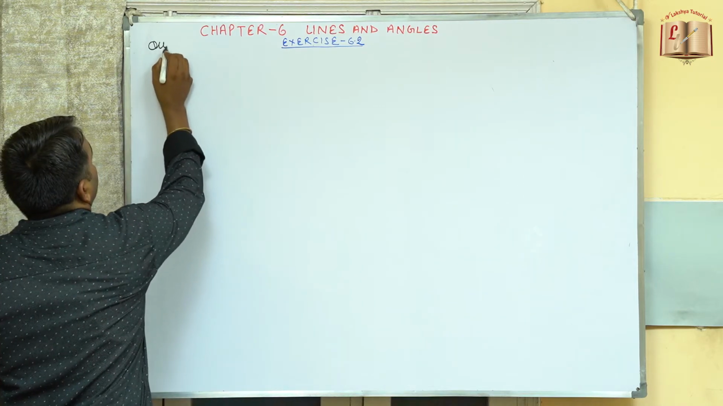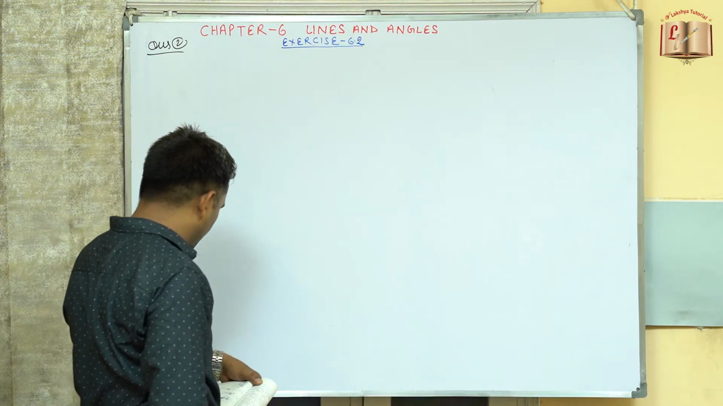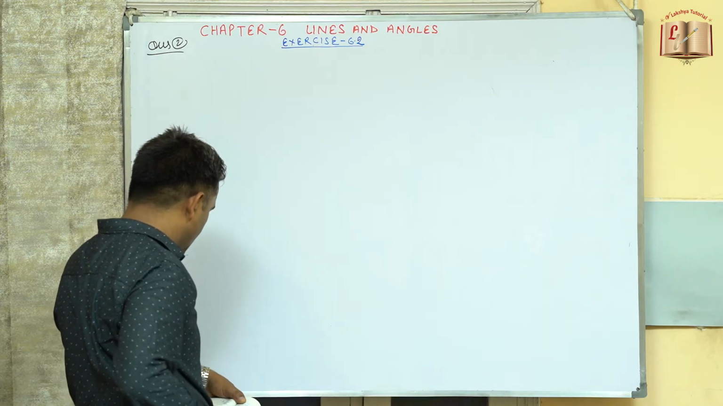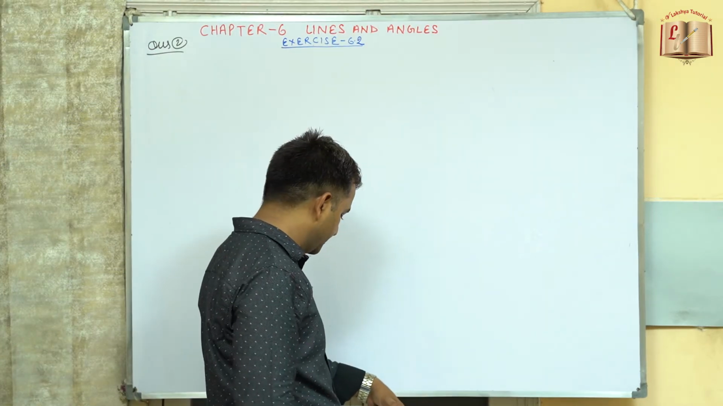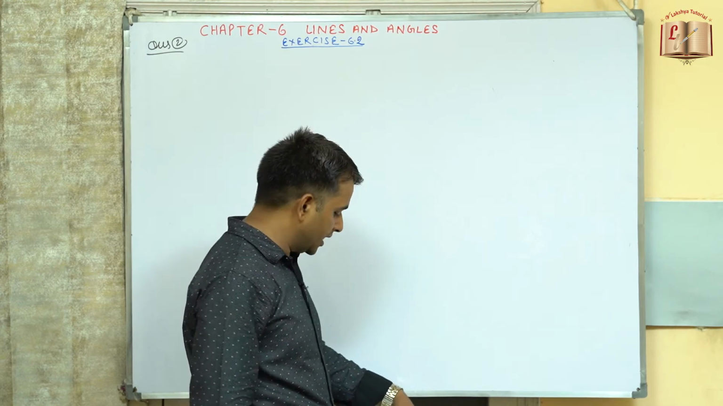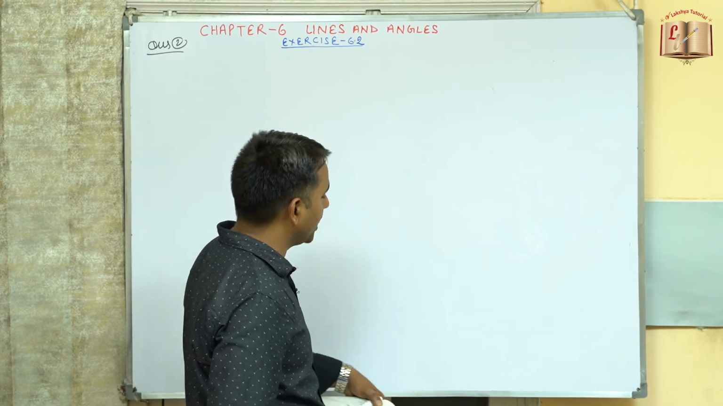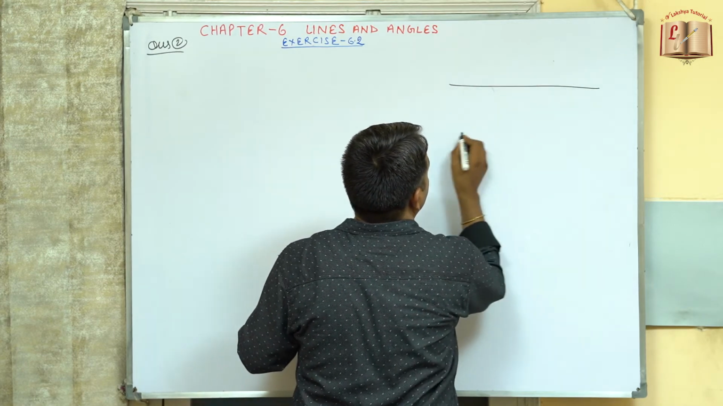Now coming to question number 2. In figure 6.29, AB is parallel to CD and CD is parallel to EF, and the ratio of the Y angle and Z angle is given as 3:7. We need to find out angle X. So let us make this figure as given.